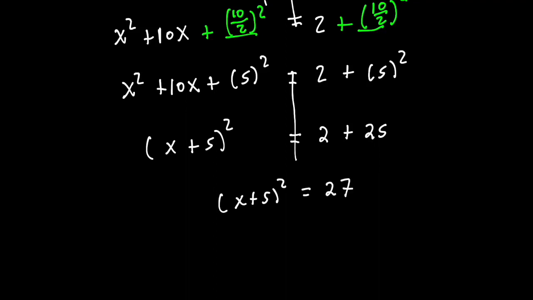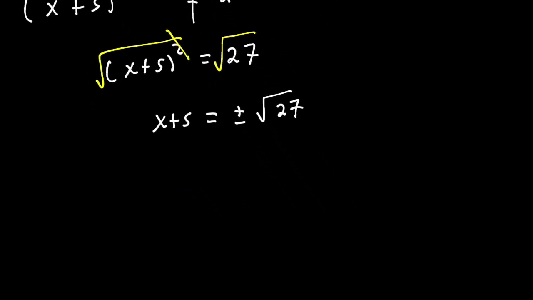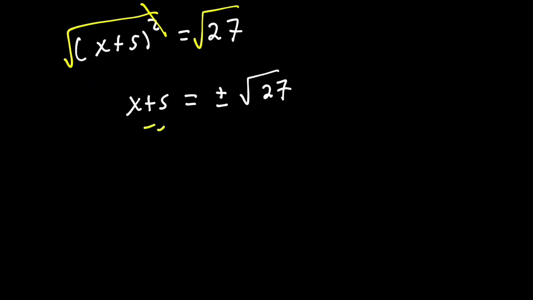And to get rid of the square, I can now take the square root of both sides of the equation. On the left, the square and the square root are going to cancel out, leaving me with x plus 5. And on the right hand side, I'll have plus or minus radical 27. To isolate x, I can now subtract by 5, and I'll be left with x equal to negative 5 plus or minus root 27.